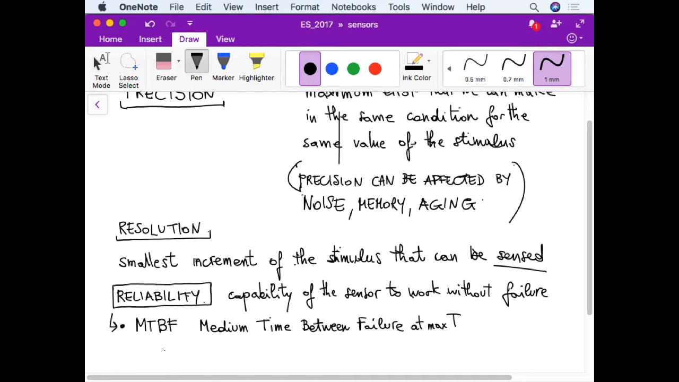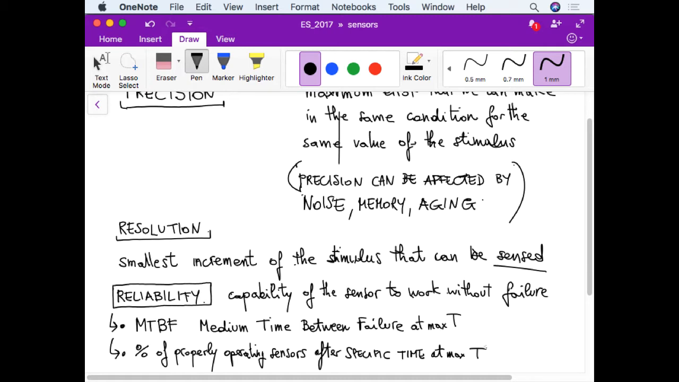And the other, let's say, complementary quantity that is provided is the percentage of properly operating sensors after a specific time at maximum temperature. So, for example, I can say for, let's say, an accelerometer that after 10 years of operation at 150 Celsius degrees, 95% of the sensors are still operating. Okay, this is very similar to this one.